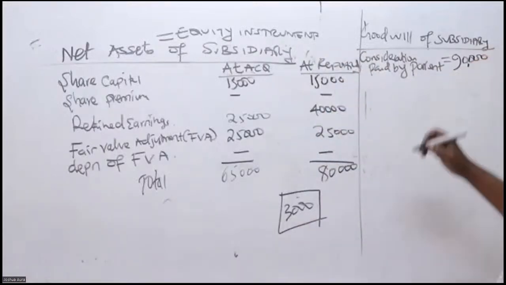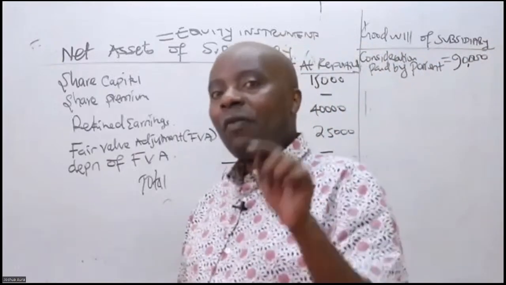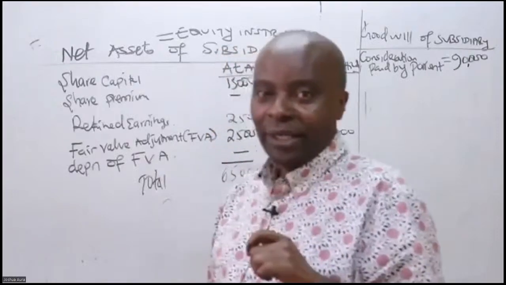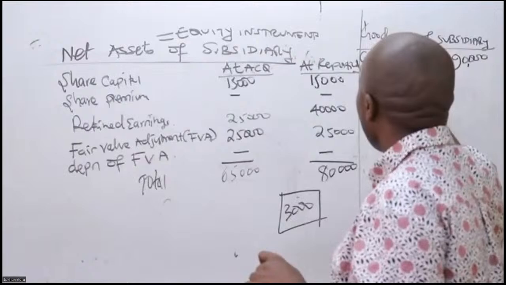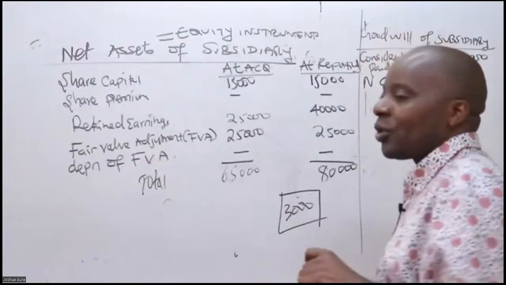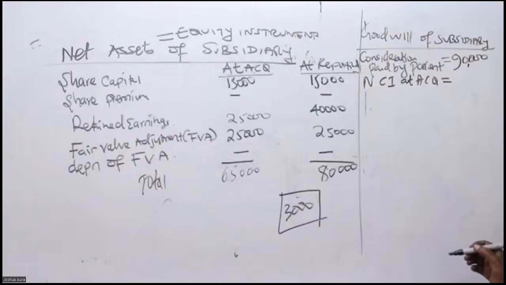But remember, the parent is not the only owner. We have another owner who paid in something. We have NCI at acquisition. So NCI at acquisition, somebody who is able to remember NCI at acquisition, Aisha? Are you able to remember the NCI when we were acquiring? They also put in some value there.